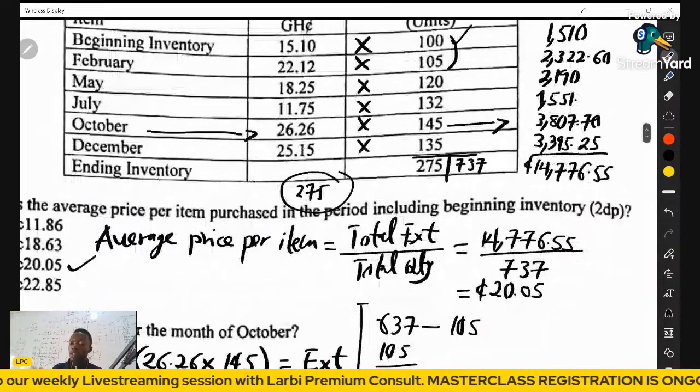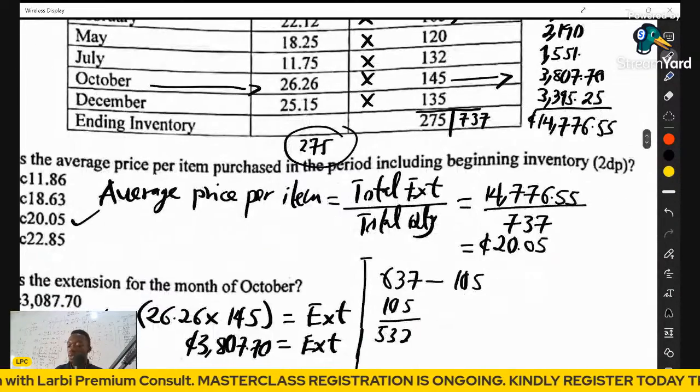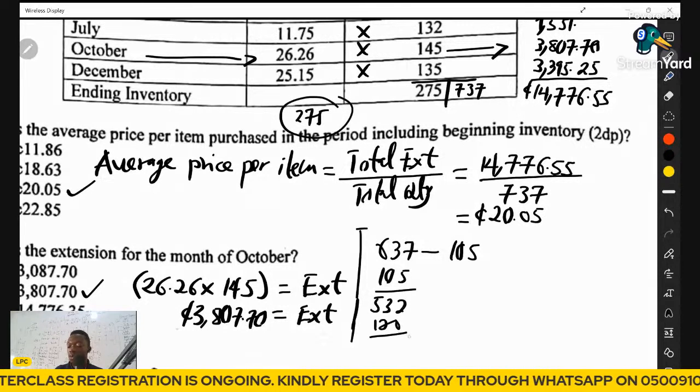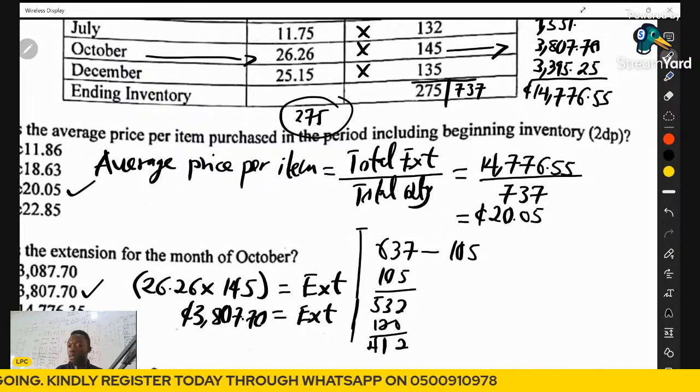And we ask ourselves, can we also issue 120 out from the remaining? So we also subtract 120 from the remaining. Let's see what we're going to get. So we're going to have 412. Okay, so we're getting 412 at the end of the day.